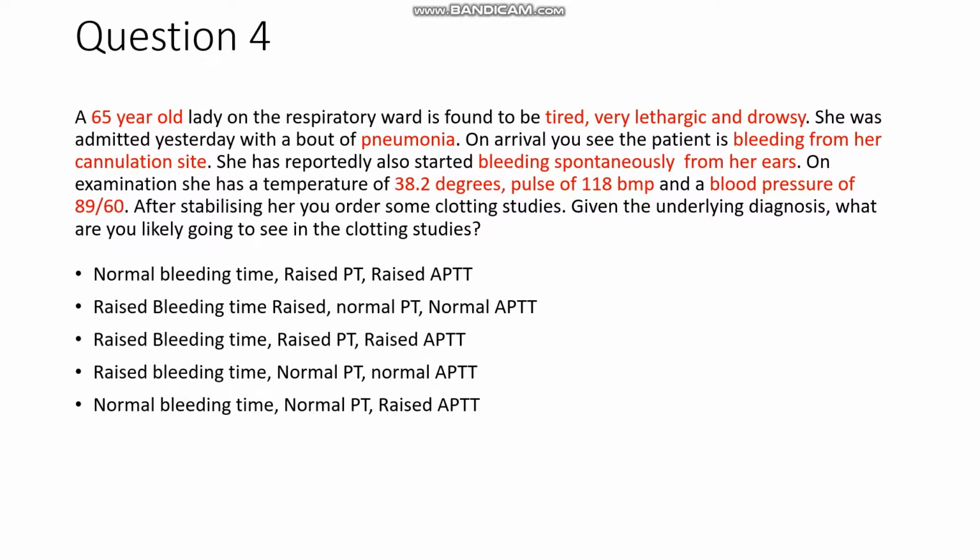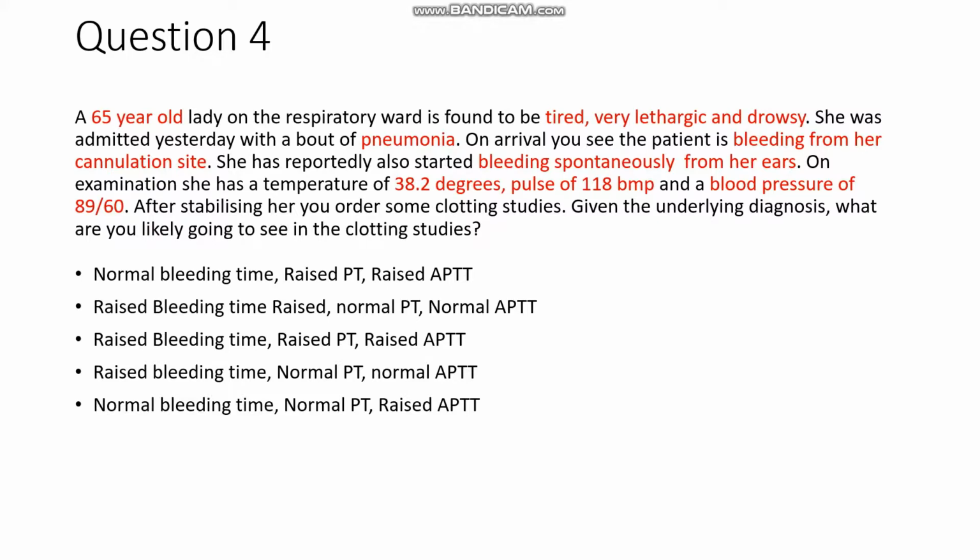On arrival, you see the patient is bleeding from her cannulation site. Now, this isn't that common. Especially after you've done the cannulation, it shouldn't just randomly start bleeding. What's even more worrying is that she spontaneously started bleeding from her ears. So you know that something is really wrong for her to be bleeding all over the body without a given cause.